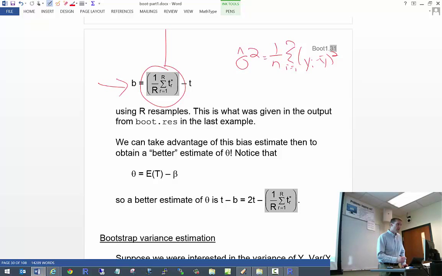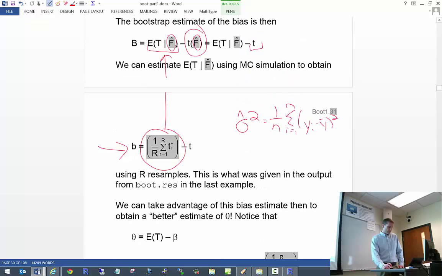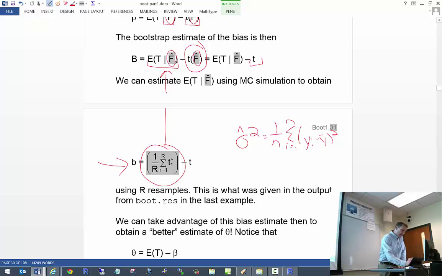Yes? I have a question about what the little b is. Is that the exact same thing as what was on the bottom of the previous page? No. Capital B? No, because basically this is a Monte Carlo simulation estimate of that expected value. So that's why they're not the same. So what you circled, 1 over r, the sigma of t star r, is that E of T given F hat? Let's back up. So you're subtracting the little t from... Okay, so the question is, is this equal to this, the entire thing or just that one part? That's the question.